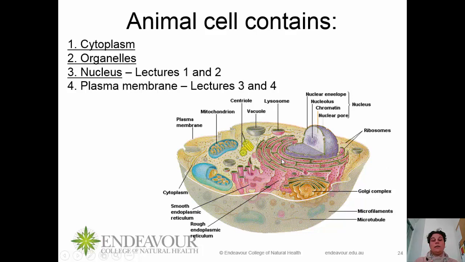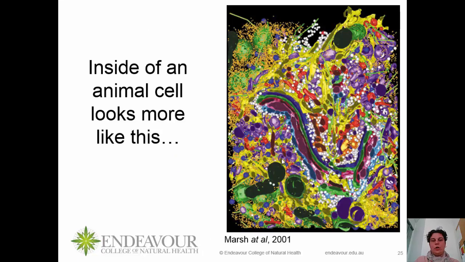So inside the cell, you almost want to think of it as a balloon filled with water and different bits inside. With the balloon itself being the plasma membrane, the water inside being the cytoplasm, and the little bits floating around are the organelles.